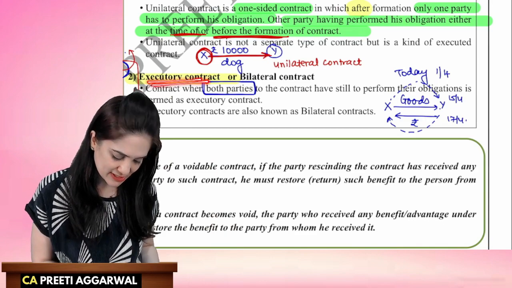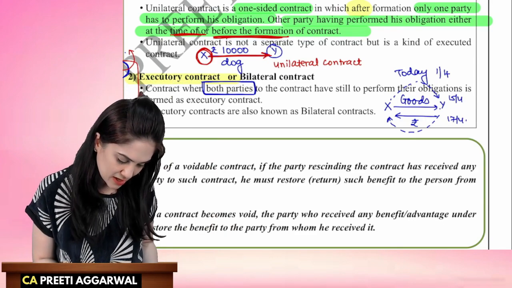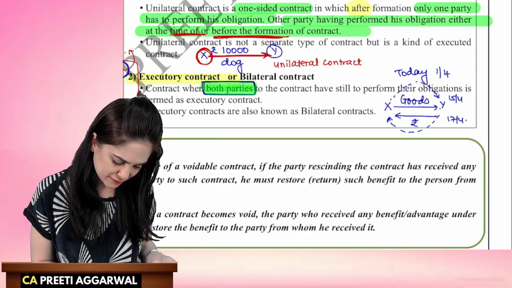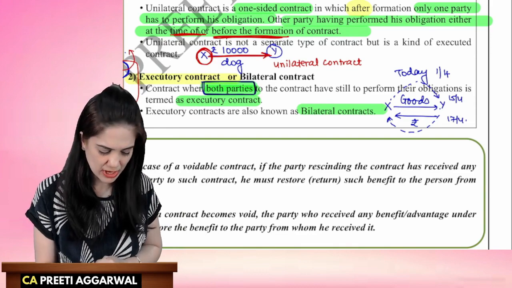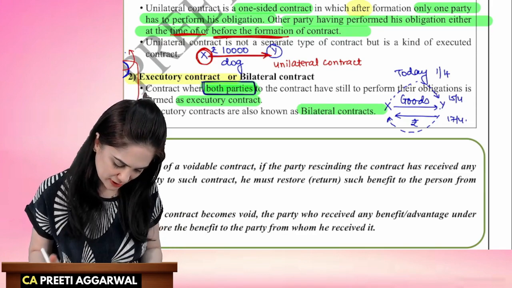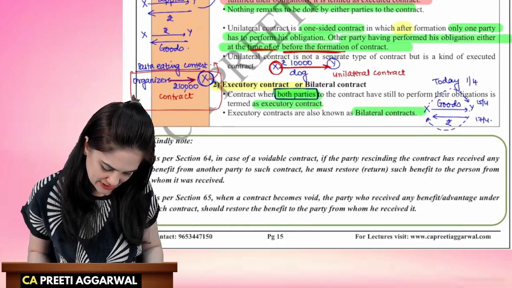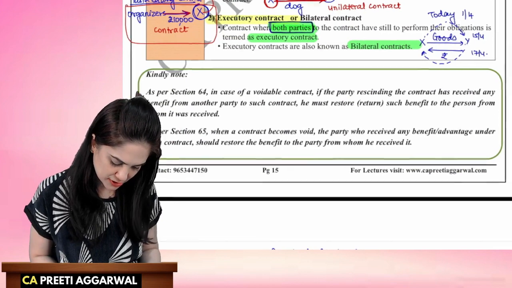This is known as executory contract because something remains to be done. When both the parties have to still perform their obligation, it's executory, and executory contracts are also known as bilateral contracts. So with this, students, we come to an end. A note is mentioned here.